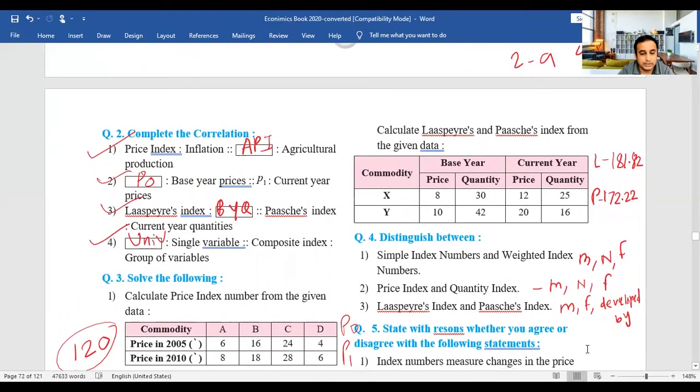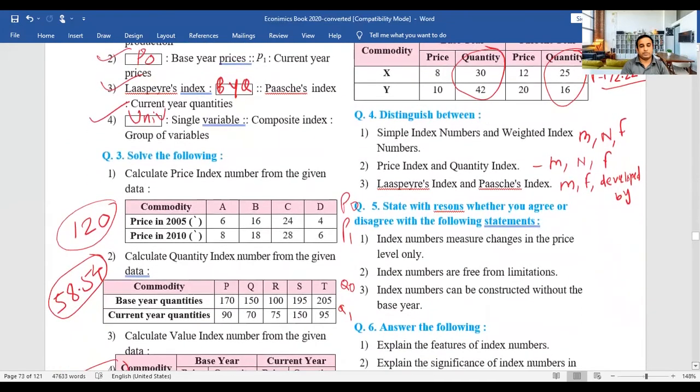Then use the formula which is given by Laspeyres and Paasche index number and calculate the right answer. So base year is given, current year is given. For Laspeyres index number, base year quantity should be taken. For Paasche index number, current year quantity should be taken. So apply the formula and the answer for Laspeyres index number is 181.82 and for Paasche index number, the answer is 172.22.